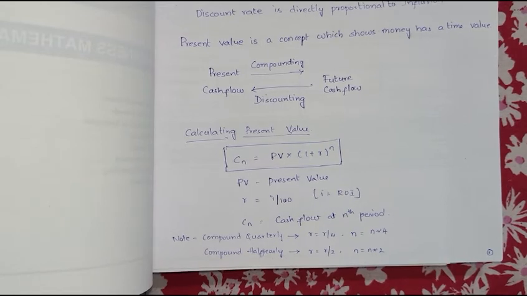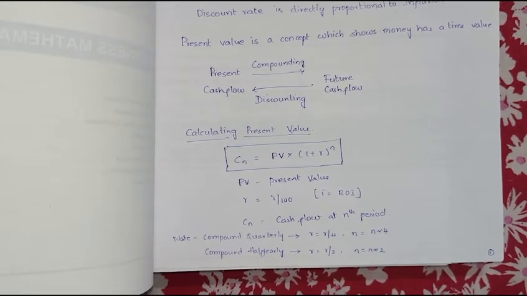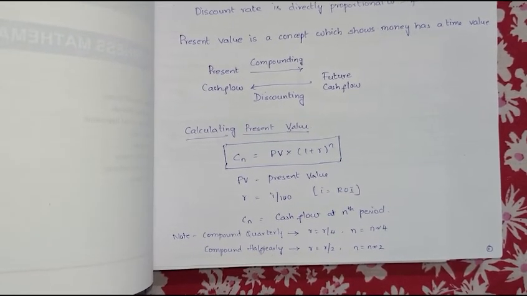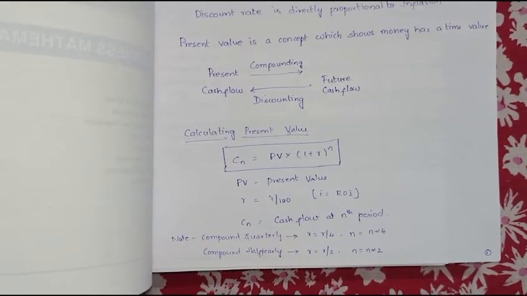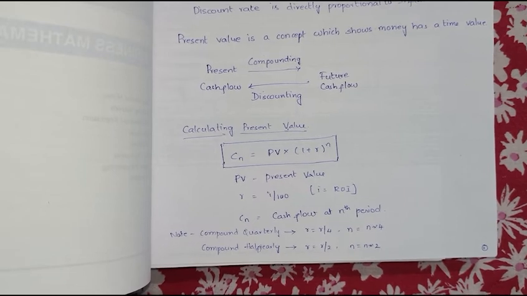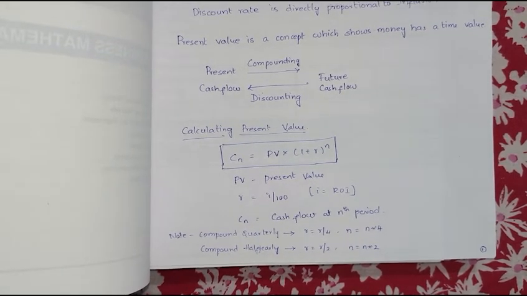We need to note that if interest is compounded quarterly, R will become R by 4 and n will become n into 4. Similarly, if the interest is compounded half yearly, R will become R by 2 and n will become n into 2.